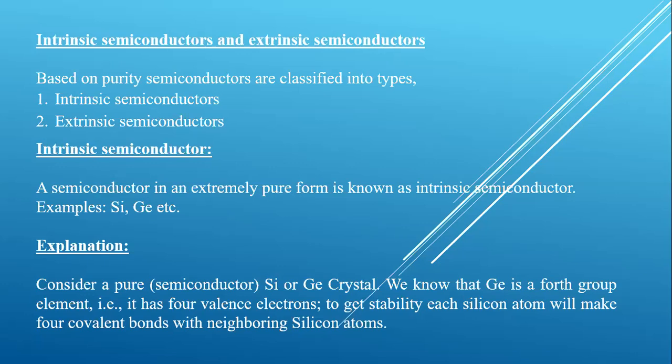Consider a pure semiconductor like silicon or germanium crystal. We know that germanium is a fourth group element, and it has four valency electrons. Whenever we say fourth group or fifth group, it has some valency electrons. To get stability, a silicon atom will make four covalent bonds with the neighboring silicon atoms only. So silicon forms covalent bonds with neighboring silicon atoms.